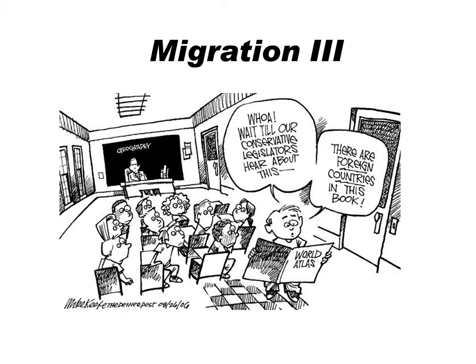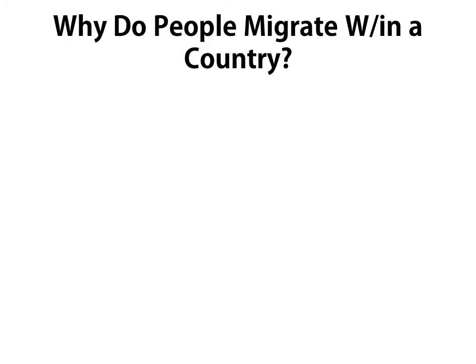So this is the last installment of the migration, and this will be the final one for Unit 2, which is population. This one's more concerned with internal migration as opposed to international migration, so that's the main focus here. And then we'll mainly look at internal migration within the United States, but a lot of these principles also apply to other states as well, and the reasons why people internally migrate.